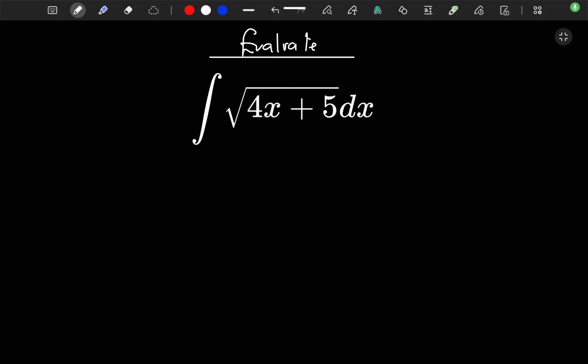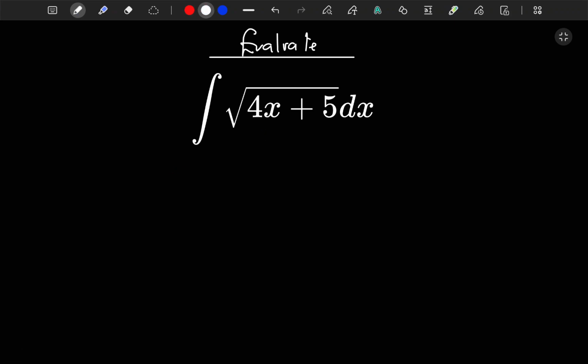Let's look at this question here. We're going to evaluate the integral of the square root of 4x plus 5 with respect to x. Now, when you look at it, you should think, which method am I going to use? Which one is suitable for this type of work? Well, we can actually apply the u-substitution method. It will be better for us.